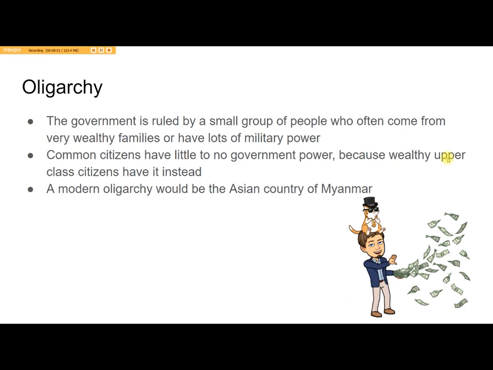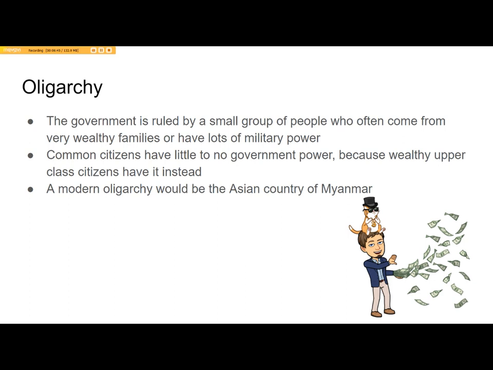And then our final of the 5 major government forms is called an oligarchy. An oligarchy is a government ruled by a small group of people, often coming from the very wealthy elite or those in top military positions. So this is a government where you don't have one person in control, but you have a small group. And that group is usually those who live at the top of society. They have the power, and it means citizens usually have little to no power. Basically, the wealthier you are, or the more military connections you have, the more influence and power you have within this type of system's government. A modern oligarchy would be the Asian country of Myanmar.